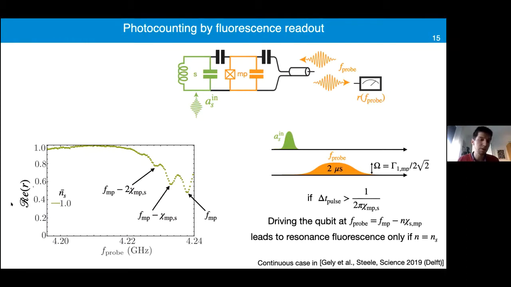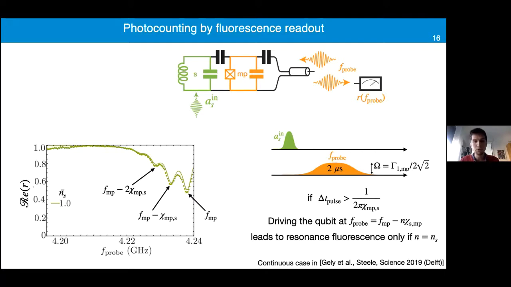So here you can see the real part of the reflected coefficient as a function of the frequency F probe, and each dip corresponds to a resonance of the multiplexing qubit for a specific number of photons, 0, 1, 2, and so on. And the depth of each dip is proportional to the probability to have the number of photons associated.